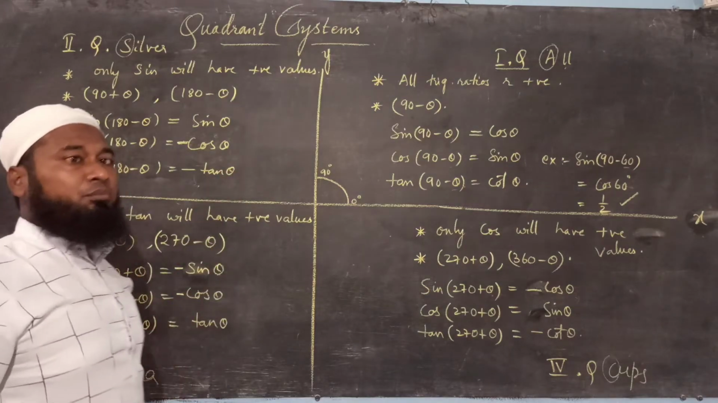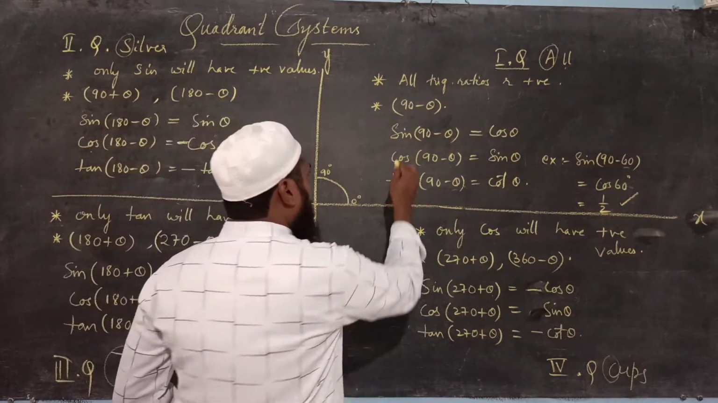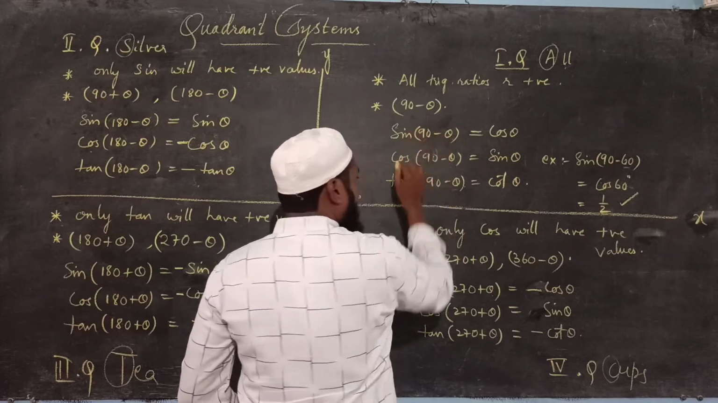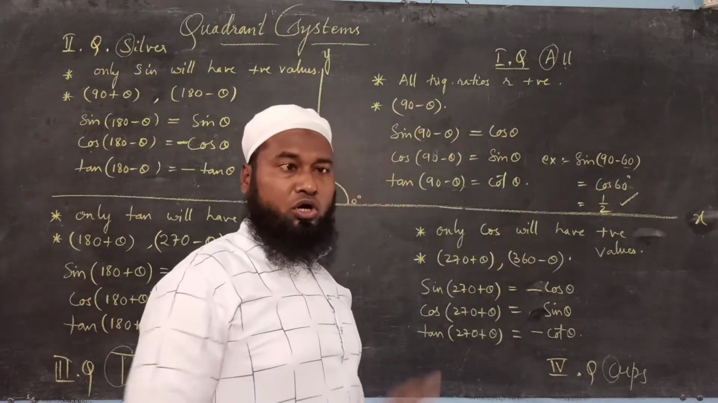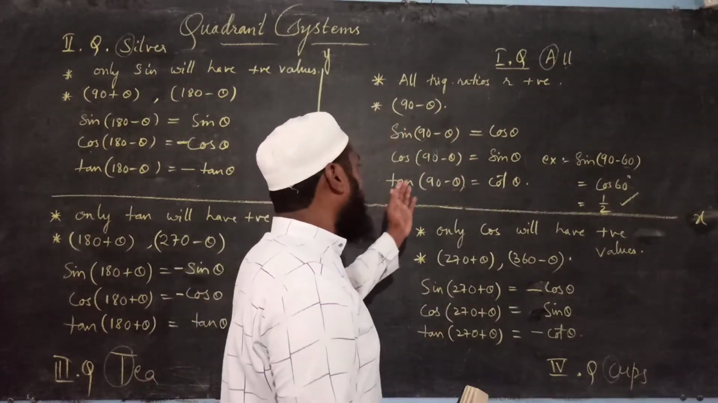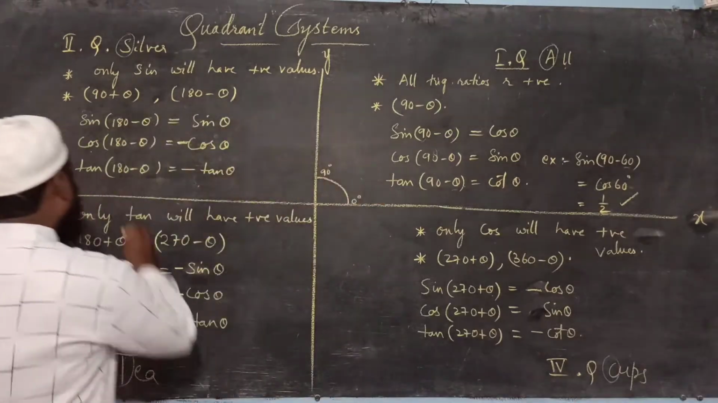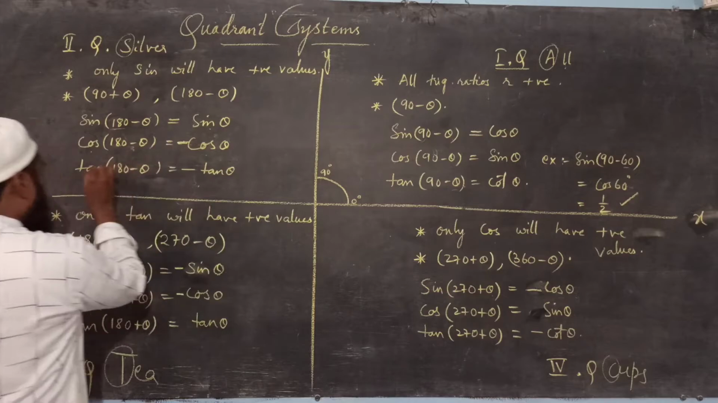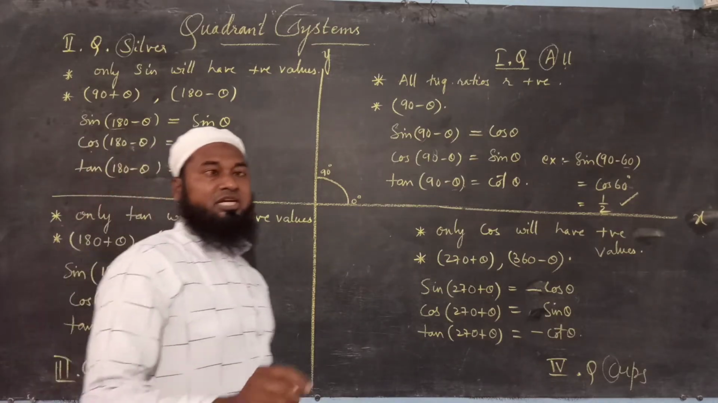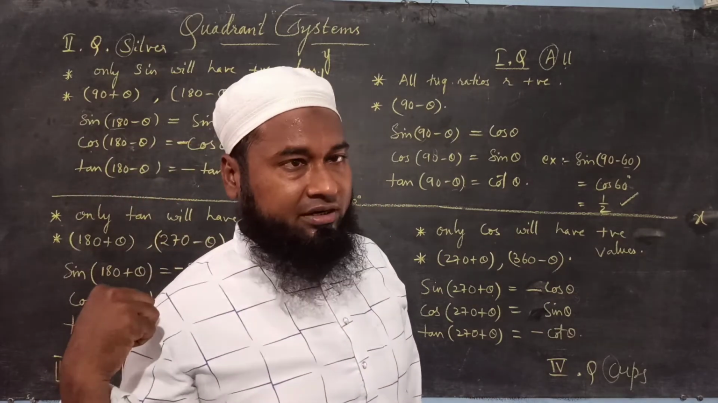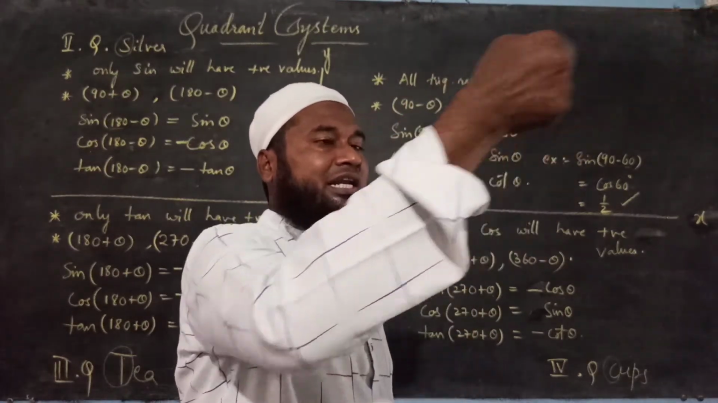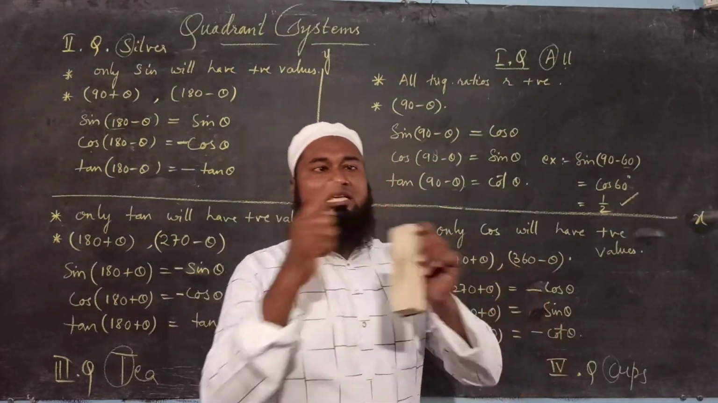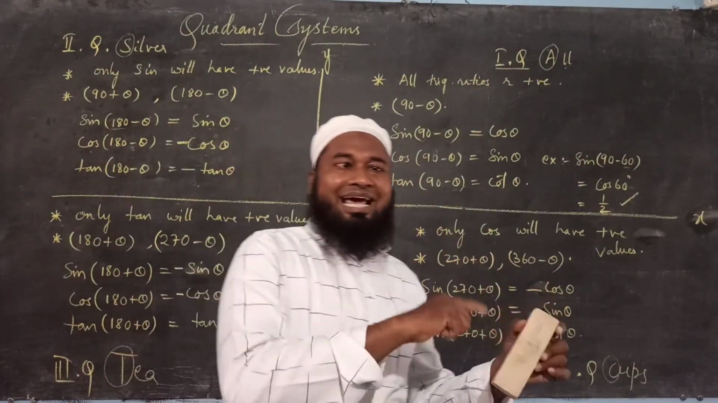So remember here one more trick: whenever you are getting an odd number, sin should be converted into cos, cos should be converted into sin, and tan should be converted into cot. Whenever you are getting an even number, sin should remain sin, cos should remain cos, tan should remain tan only. So basically 9 and 27 you will get as odd numbers. So whenever you are getting 9 and 27, change sin to cos, cos to sin, tan to cot.